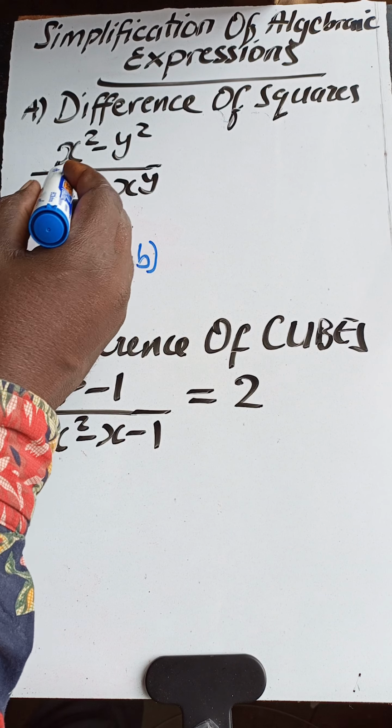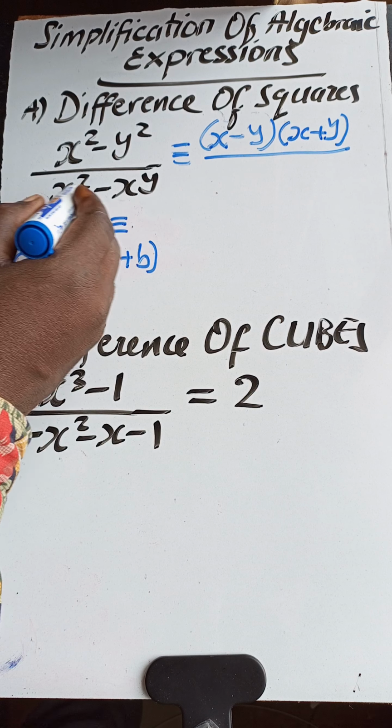So when we look at the numerator here, we have x squared minus y squared. X squared minus y squared is a difference of squares. So x will play the role of a and y will play the role of b. So let us transform the numerator into the right hand side of this identity. And so this expression here will be written as x minus y into x plus y.